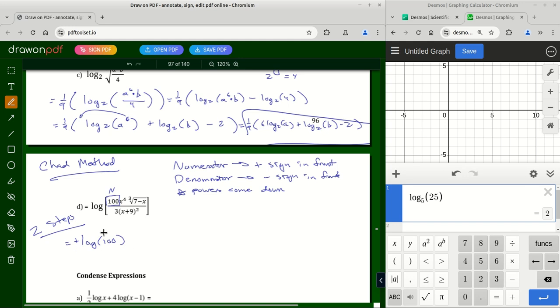Why has he got a plus sign in the front, Chad? Because he came from the numerator. Okay, x to the 4. So again, this came from the numerator, so I'm going to put a plus sign in the front. Log x to the 4th.